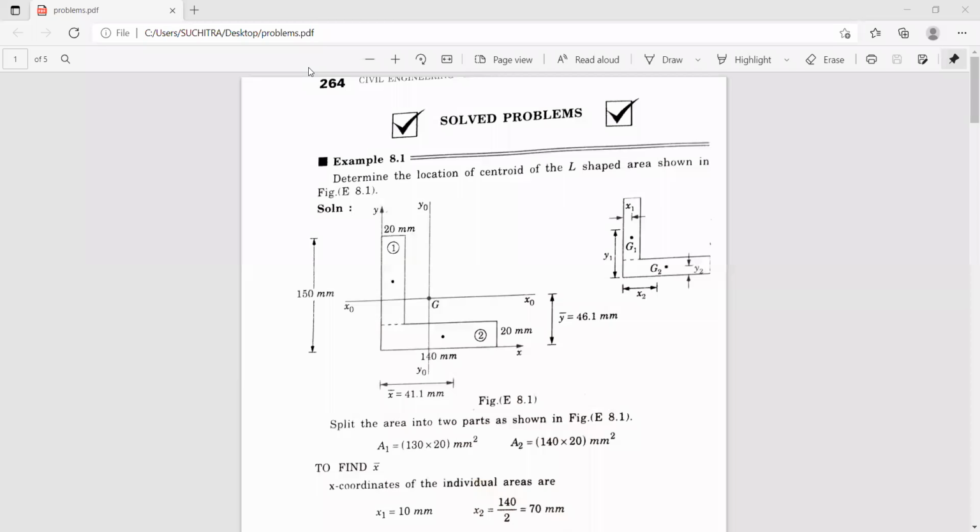Hello, anyone having any doubts with this? How to find x1, x2 and y1, y2? Is it clear? Hello? Shall I move on to the next problem?